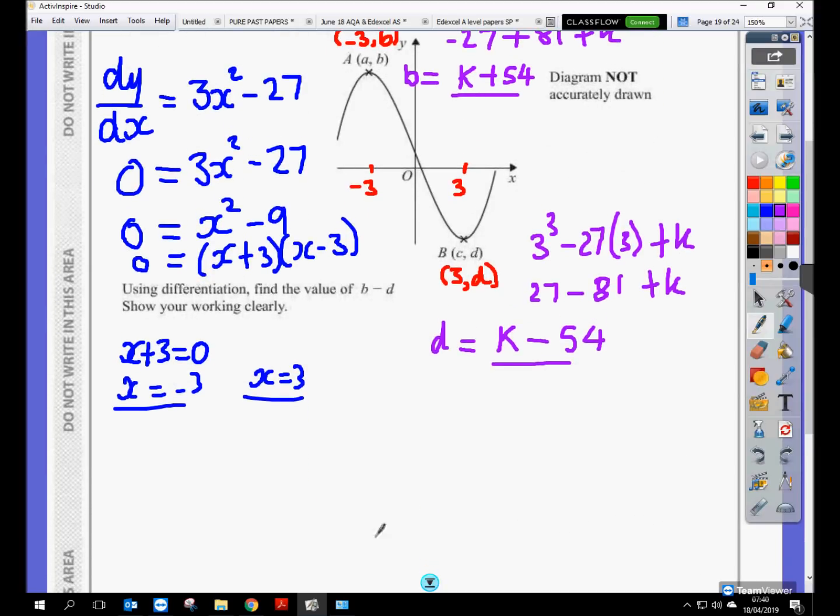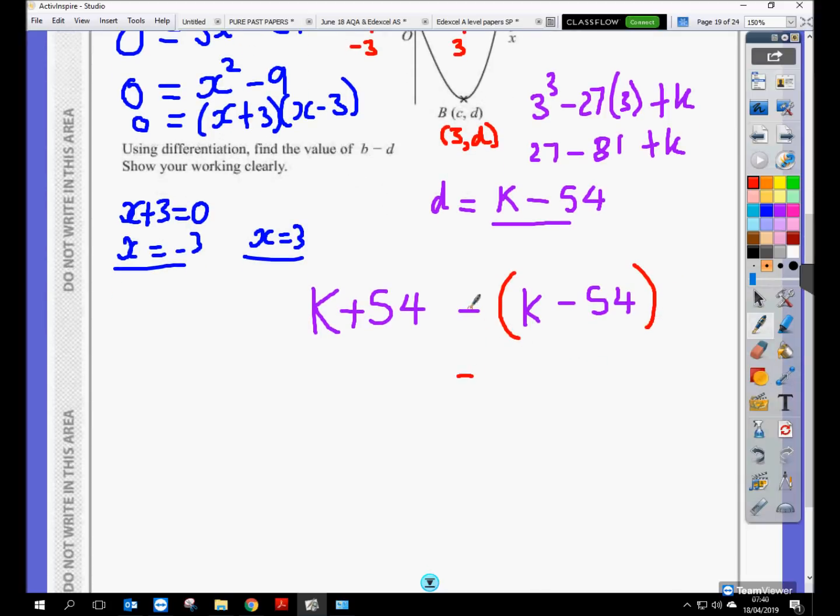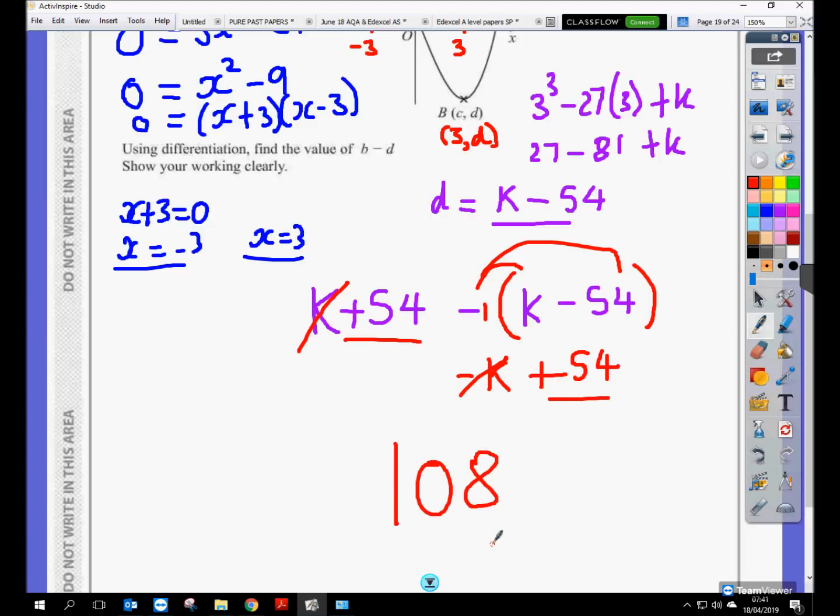And the question asks us to work out b minus d. So it's b minus d. Now, this looks correct, but it's not, because minus applies to all of d, so you have to write it in brackets, then apply the minus to each term individually. Just imagine there's a negative 1 here, and so that will become negative k and then positive 54. So then if you simplify now, k minus k cancels, and you're left with 54 out of 54, which gives the final answer 108.